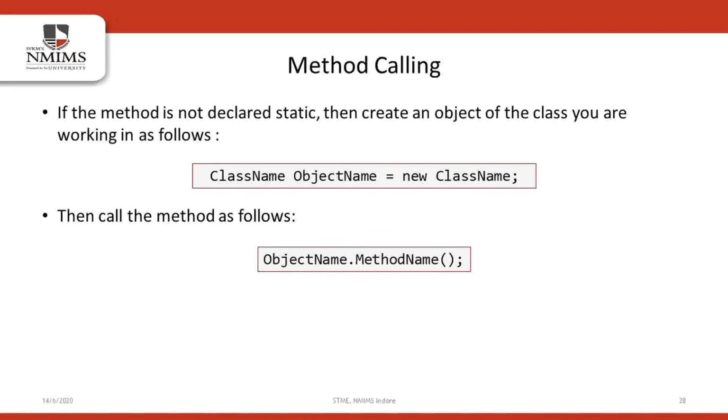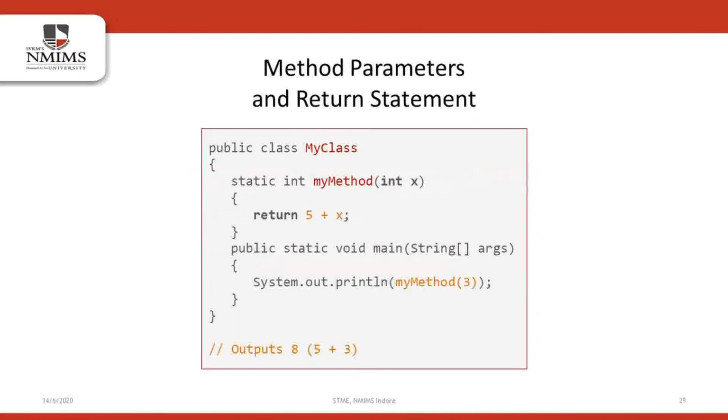Can you guess? Right. When we used the scanner class, we created an object sc, remember? And then we used the same object to call a method of the scanner class. Yes, nextInt was the method we called. Now we've learned about the methods and how to call them. Let's learn what parameters are and what's the importance of the return statement.